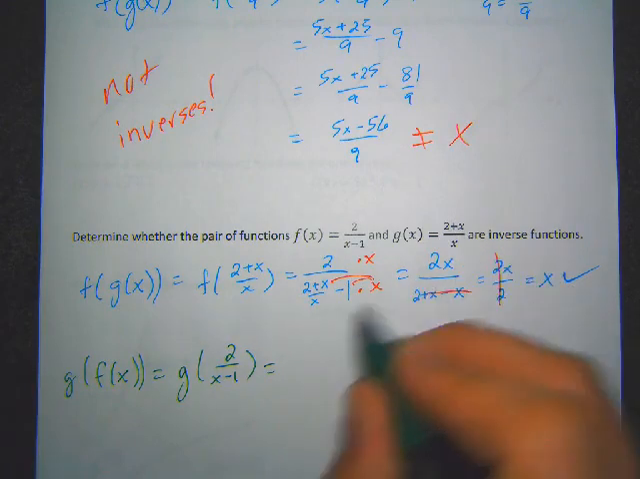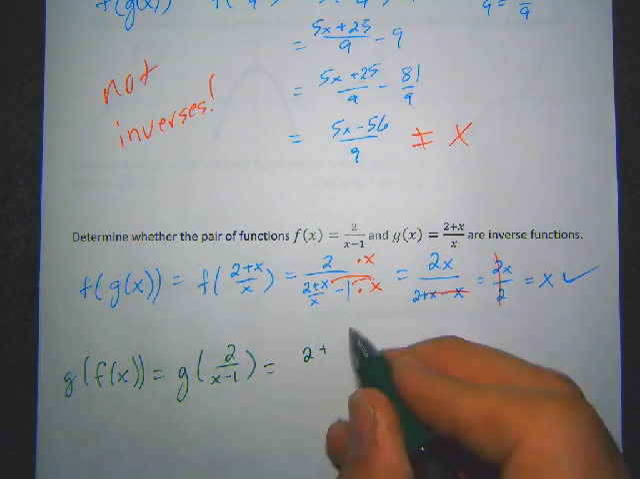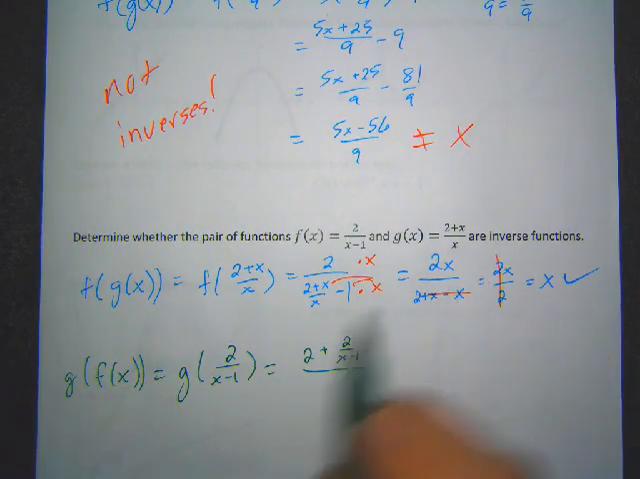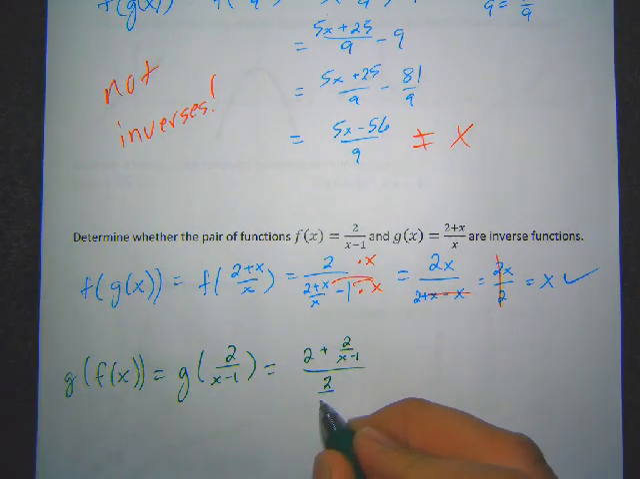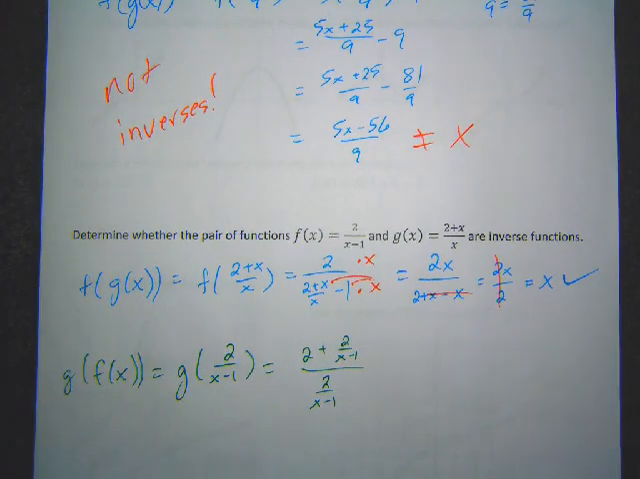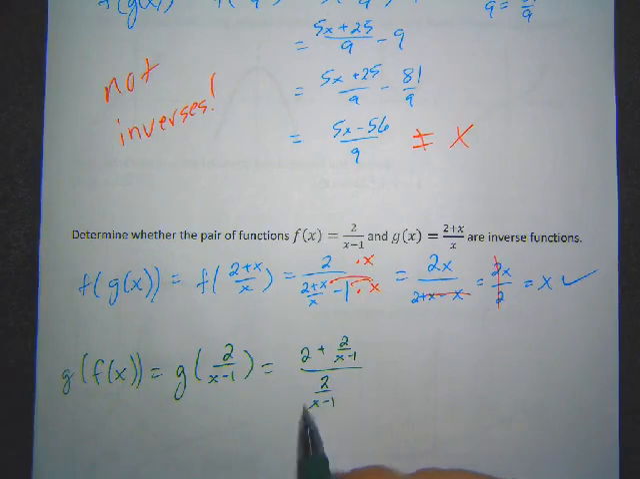So for the g function, we have 2 plus, instead of x, we'll have this whole thing, 2 over x minus 1. And on the bottom, we have 2 over x minus 1. So now we've got this whole thing divided by this whole thing.